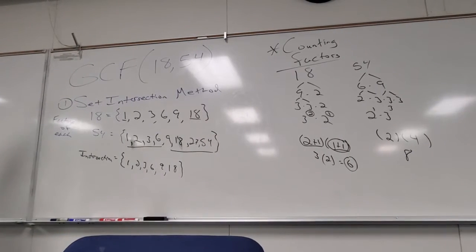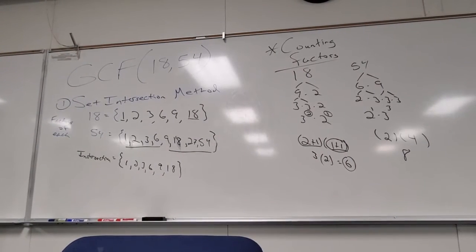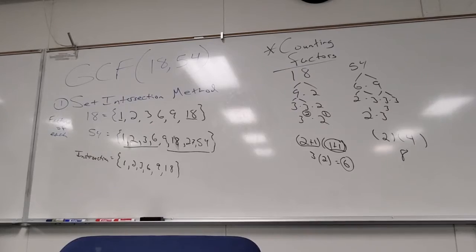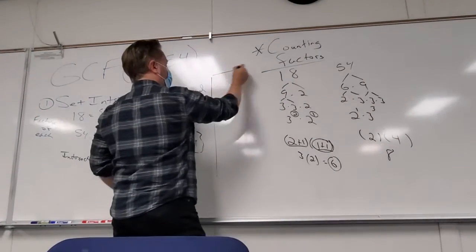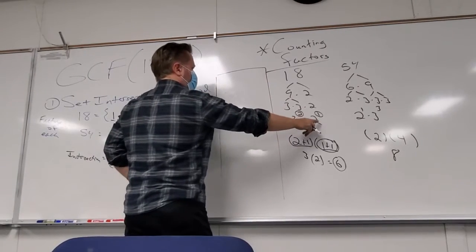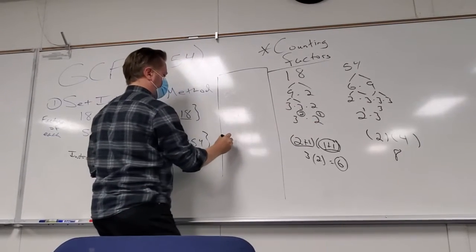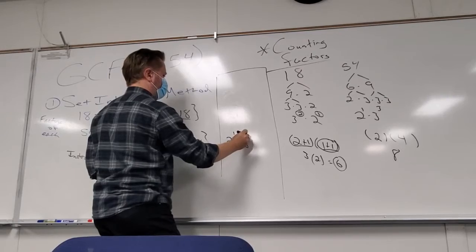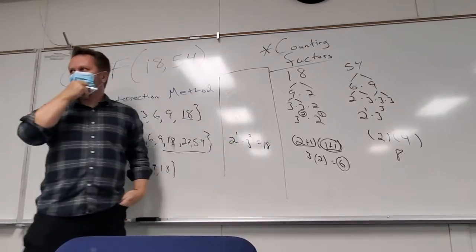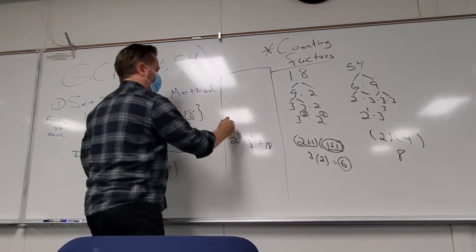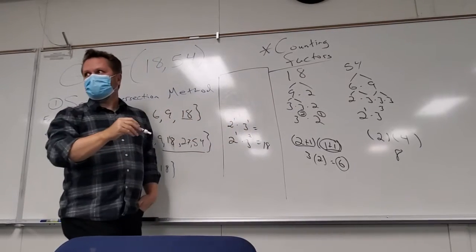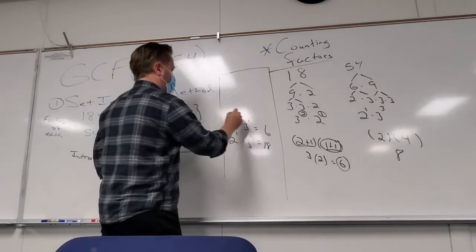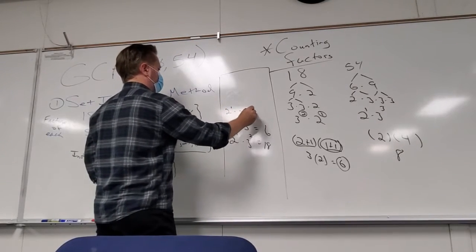Now, I really want you to understand why this is true. So let me try this again. So this fully is 18, right? 2 to the first times 3 squared is 18, right? Okay. But could I do 2 to the first times 3 to the first? That's 6. Could I do 2 to the first times no 3s? That's 2.